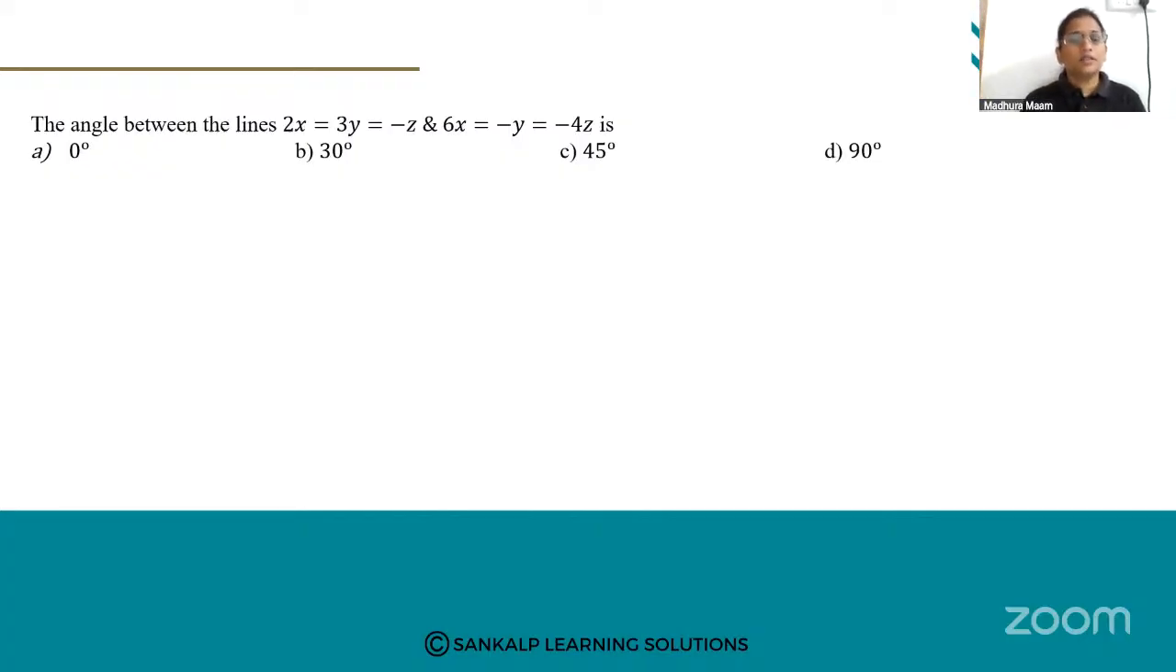The question is: find the angle between the lines 2x equals 3y equals minus z and 6x equals minus y equals minus 4z. If you see this, the equation of the line is given in Cartesian form, but not in standard form. What is the standard form? x minus x1 divided by a, y minus y1 divided by b, z minus z1 divided by c. For the two lines we have x2, y2, z2, a2, b2, c2. But here it is not in standard form, so let us rewrite the given equation in standard form.